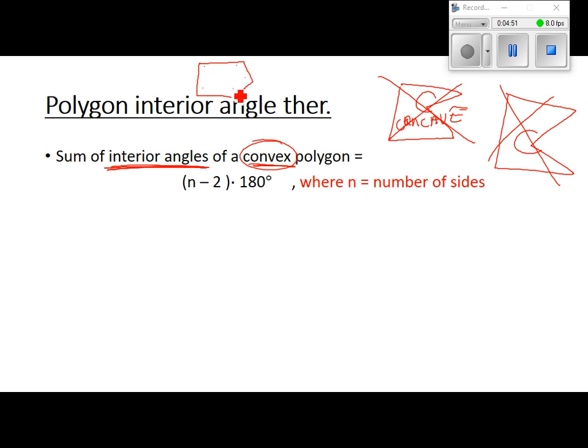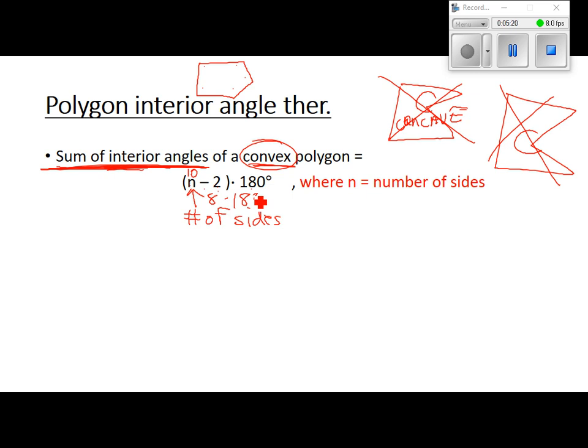The formula to find the sum of the interior angles, no matter what the shape is, is n minus 2 times 180. The n stands for the number of sides in the polygon. So if your polygon has 10 sides, then you put 10 in there. And you do 10 minus 2, you get 8. And then you take that 8 times 180.